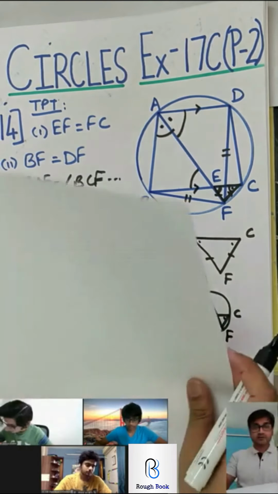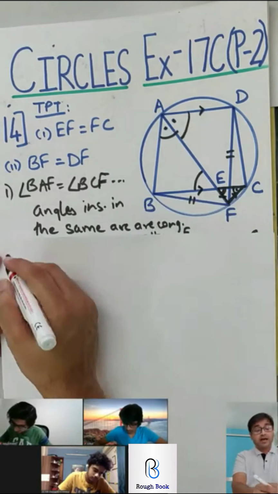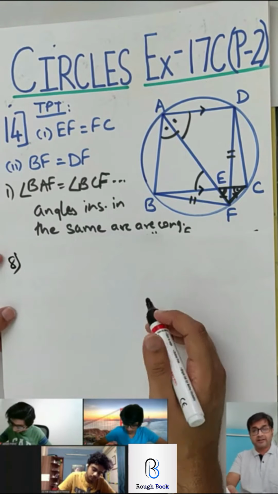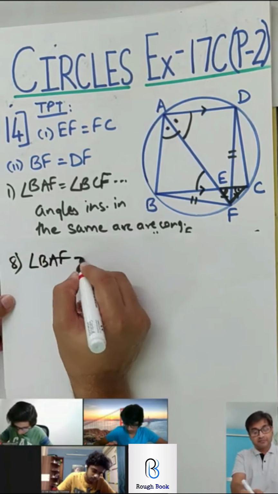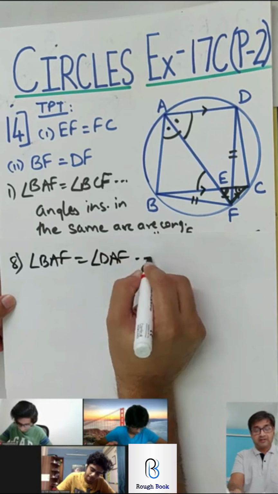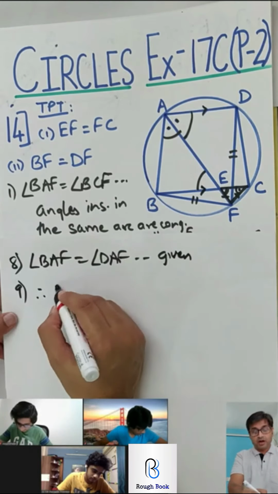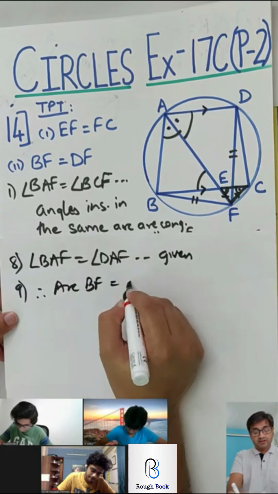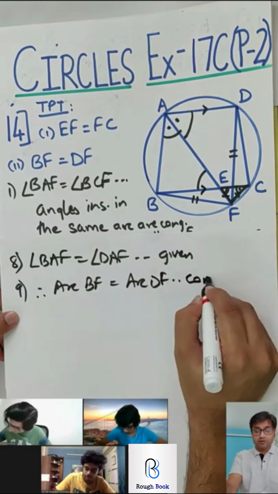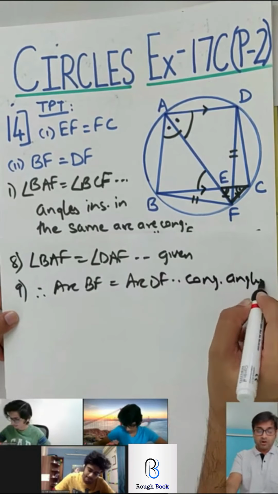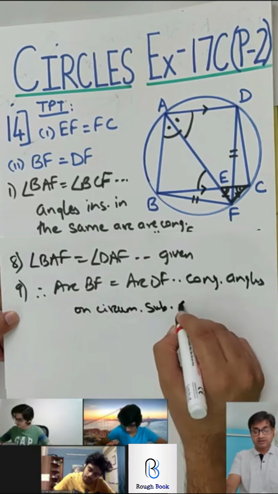Come on, step number 8. I want everyone to write this. Come on, pause your video, try on your own, and you guys don't need to pause, you can start writing right away. So let's begin. So we will say angle BAF is equal to angle DAF. Reason, given, and therefore arc BF is equal to arc DF. Full statement, congruent angles on circumference subtend congruent arcs.